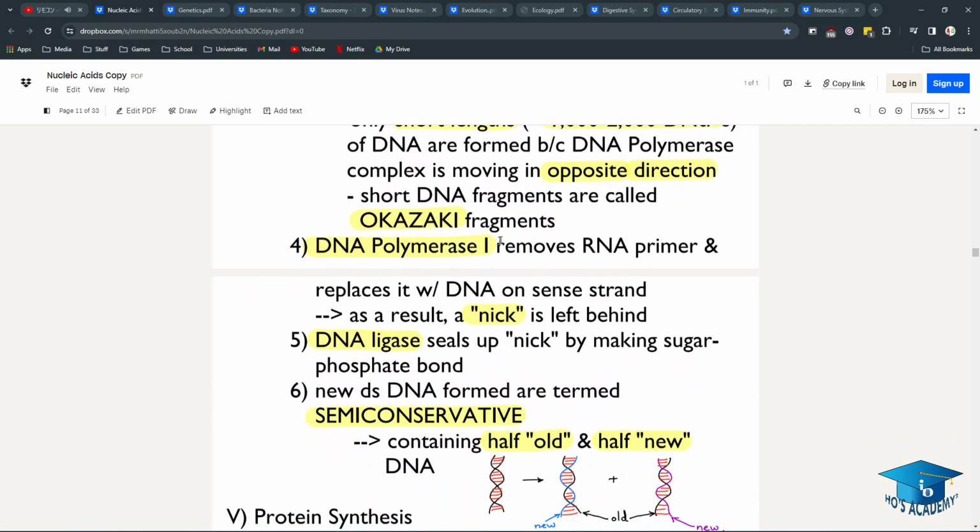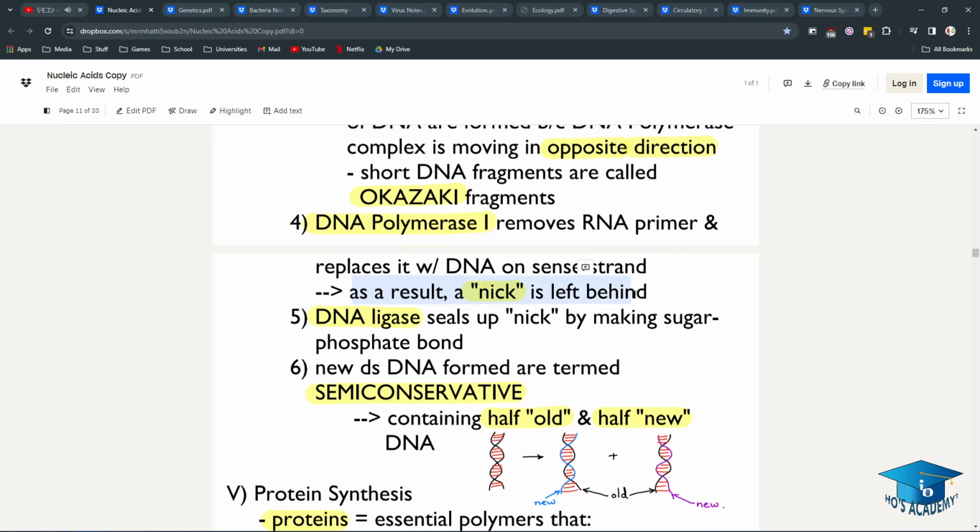DNA polymerase 1 removes the RNA primer and replaces it with DNA on the sense strand. So polymerase 3 just joins it straight up on the antisense strand, and polymerase 1 removes the anchors and replaces it with DNA. So they both do add DNA, but polymerase 1 removes the RNA primer, then adds.